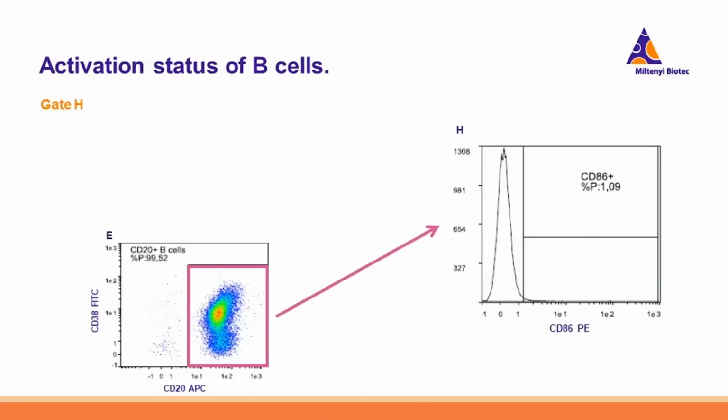You see that these isolated cells are not activated, just around 1% of the cells are CD86 positive. That's why we also analyze MHC2, because sometimes it gives you more information when you stain for both markers. So this is our general B cell analysis panel that we use in the lab at Miltenyi.